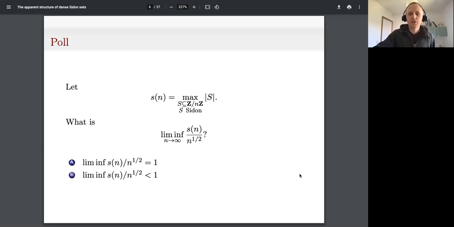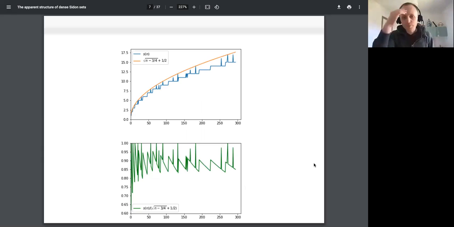So let's look at some data for this question. So here I've looked at all n, so we're still in the cyclic group. I've looked at all n up to size about 300. This is not my data. I've found this data on the internet. And the blue line here is the size of the largest Sidon set. And the orange line is the trivial upper bound that I wrote down a couple of slides ago.